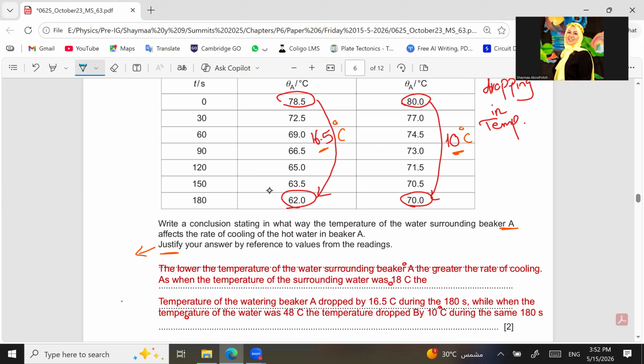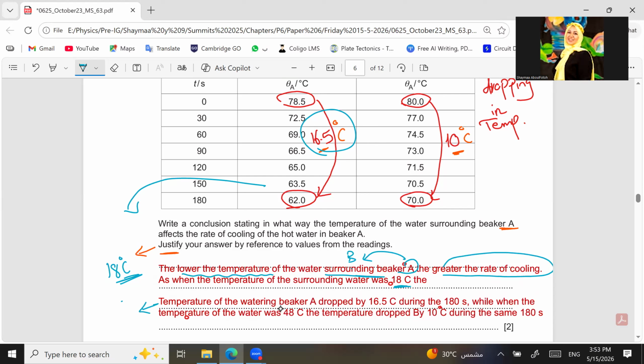And this is what happened. In the first one, in the cold, the surrounding temperature was 18 degrees. So this is the lower temperature of the water surrounding. Surrounding means the water in beaker B, surrounding beaker A, meaning beaker A inside beaker B. So the surrounding is beaker B. The lower the temperature, the greater the rate of cooling, as proven by the drop of temperature of 16.5 degrees Celsius when the temperature of the surrounding was 18 degrees Celsius. That is how I can justify. You have to mention the drop in the temperature.